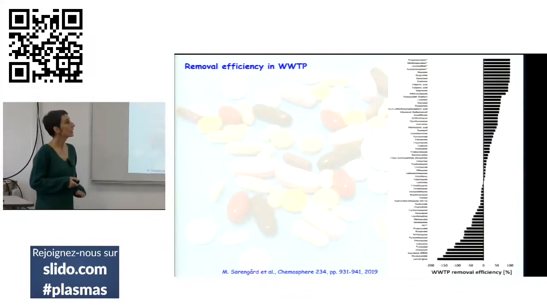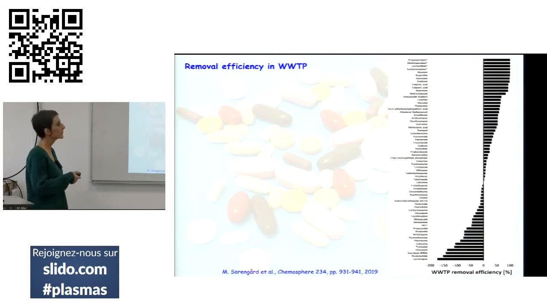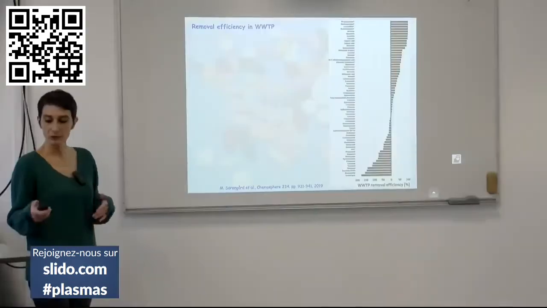Here I have a graph with the removal efficiency of some pharmaceuticals, many in fact, in a wastewater treatment plant. You probably don't see their names because the letters are quite small, but what is important to see is that indeed there are a few pharmaceuticals that are completely eliminated during classical treatment. There are some that are partially eliminated, and there are also many where the removal efficiency, as you see, is negative, and this means that the concentration in the effluent is actually larger than in the influent.